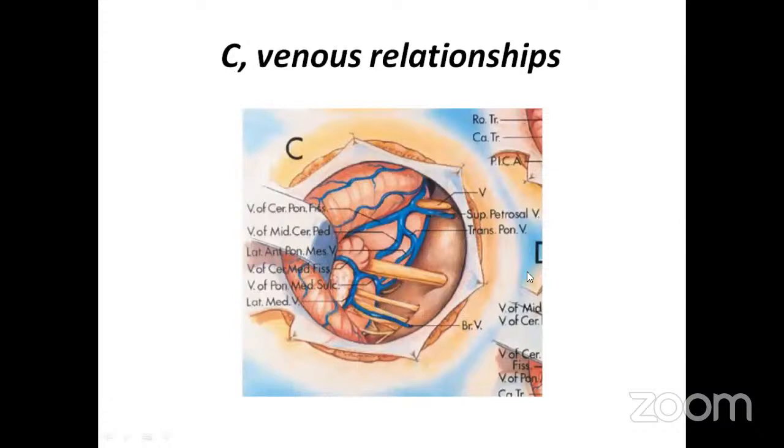Venous relationships, again, as we have discussed previously, in this view, important vessels are the vein of cerebellopontine fissure. This is the vein of cerebellopontine fissure. Vein of middle cerebellar peduncle. This is the vein of middle cerebellar peduncle. And another important vein is the vein of cerebellomedullary fissure. This one is the vein of cerebellomedullary fissure. This is the vein of pontomedullary sulcus. And this one is the transverse pontine vein. So the transverse pontine vein, vein of middle cerebellar peduncle and vein of cerebellopontine fissure go on and form the superior petrosal vein, which further drains into the superior petrosal sinus.